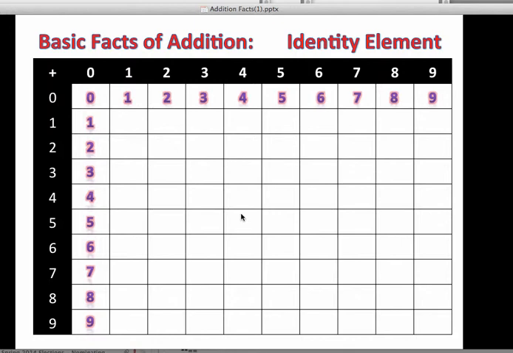So the addition facts that involve the identity element, or 0, are shown on the screen here, and there are 19 of them. Pretty easy to learn them, so it won't take too much time, but it's probably the first addition problems that children will learn.